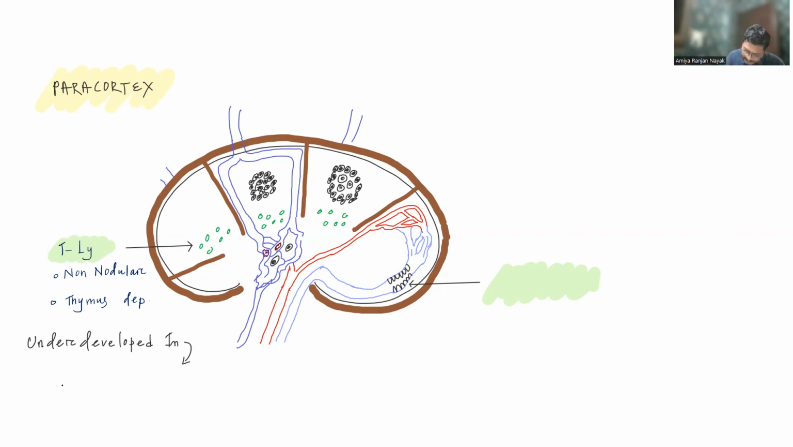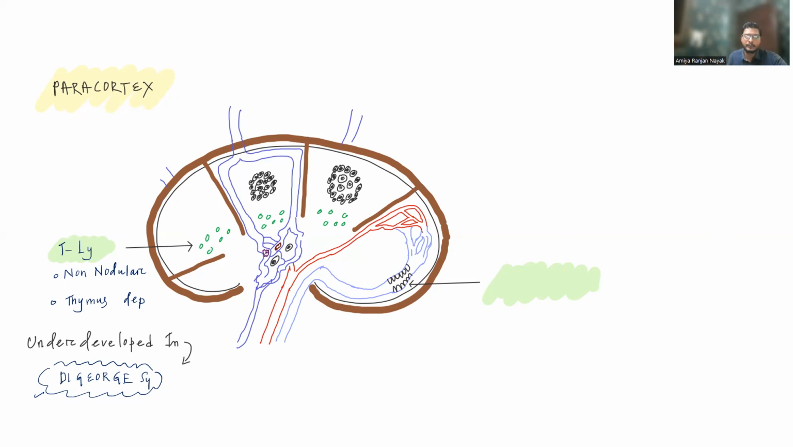The classical example is DiGeorge syndrome, where there is a third and fourth pharyngeal pouch defect, leading to underdevelopment of the thymus. In those conditions, we are going to have an underdeveloped paracortical area. We'll discuss DiGeorge syndrome in detail under the immunology section.